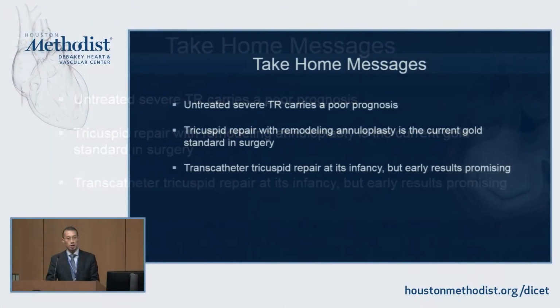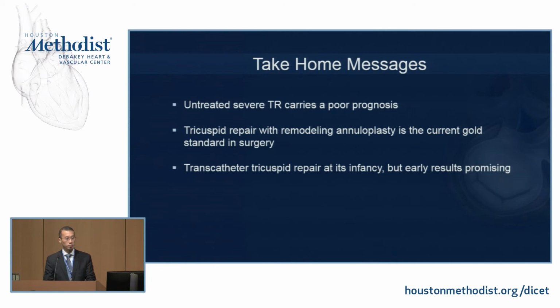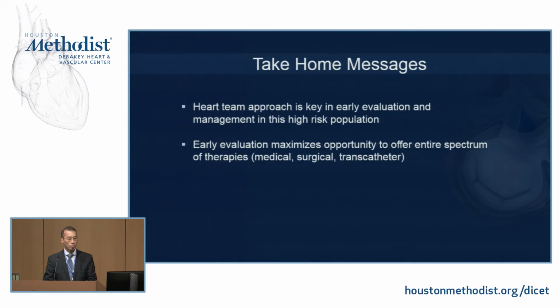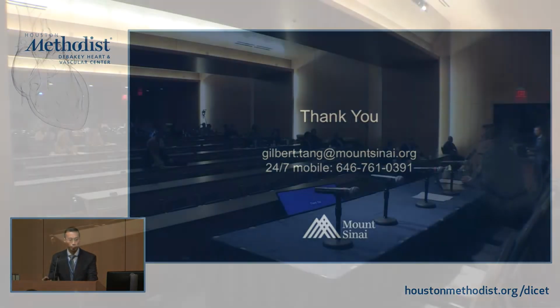So in summary, I think unrelated severe TR carries a poor prognosis, as we have seen before. Tricuspid repair, as you've seen in previous presentations, with remodeling annuloplasty, is currently the gold standard in surgery and does very well. Certainly transcatheter therapy right now is still in its infancy, but early results are promising. But I think the heart team approach in early evaluation and management in this high-risk population really maximizes the opportunity to offer the entire spectrum of therapies to these patients, similar to mitral valve disease. Thanks very much for your attention.